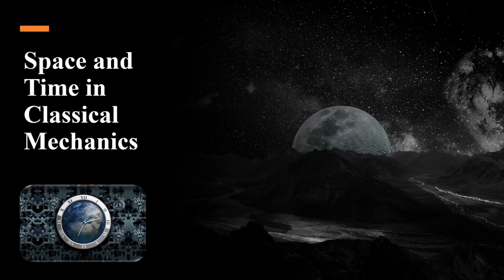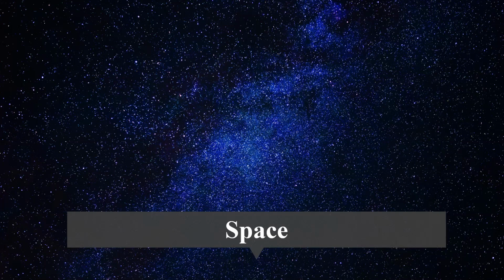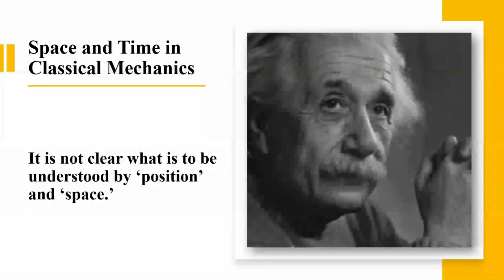In his next topic, space and time, in classical mechanics, he analyzes more complex and dynamic examples of events and the motions of bodies. He states that the very purpose of mechanics is to describe how bodies change their position in space with time. He first examines the concept of space and states that it is not clear what is to be understood by position and space. To show the lack of preciseness in the term space, he conducts a Gedankenexperiment.